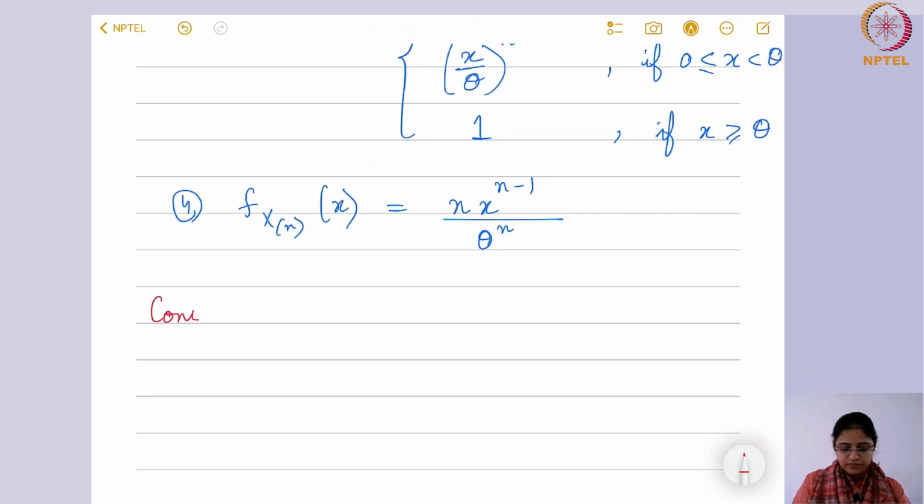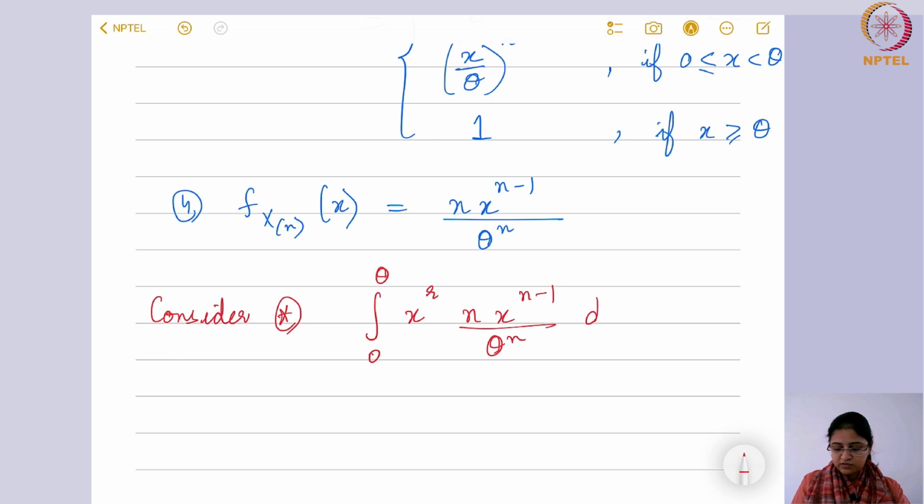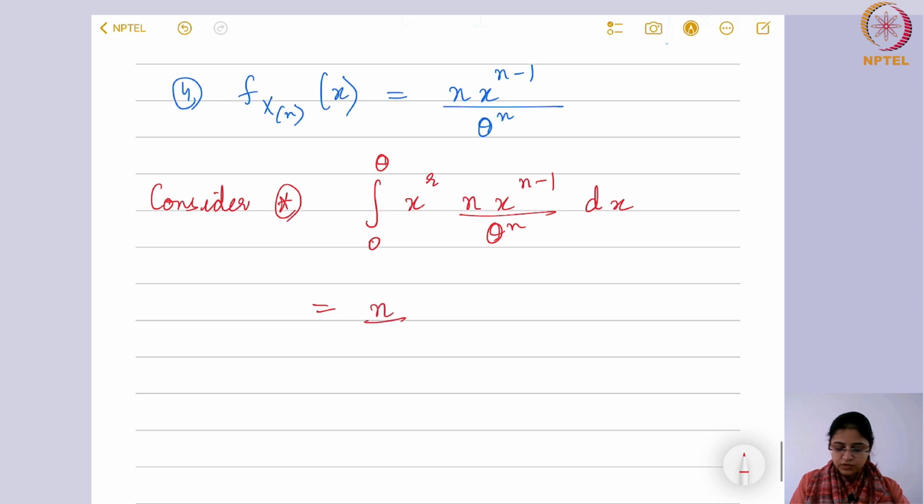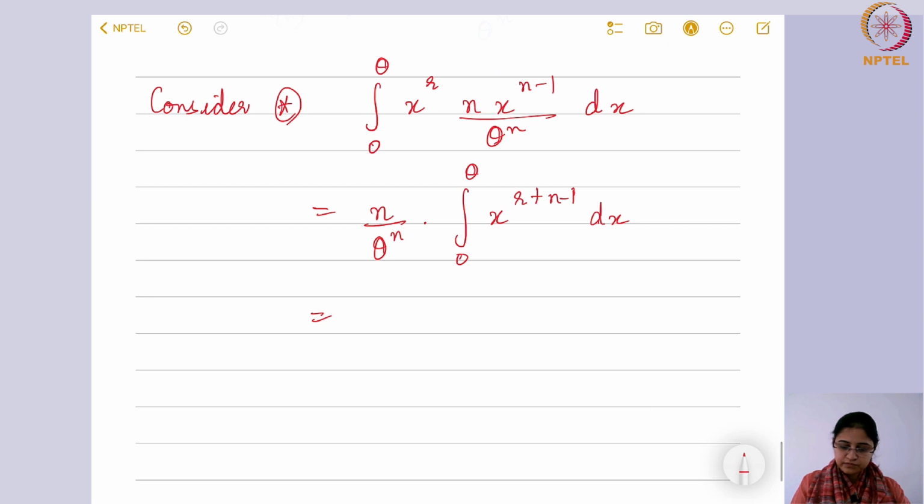So consider the star expression. We had the integral from 0 to theta of x to the power r into n x to power n minus 1 over theta raised to power n dx. So this one would be n over theta to the power n, and here you are integrating x raised to power r plus n minus 1 dx from 0 to theta. If you solve this, what will you get? x raised to the power r plus n over r plus n, from 0 to theta.